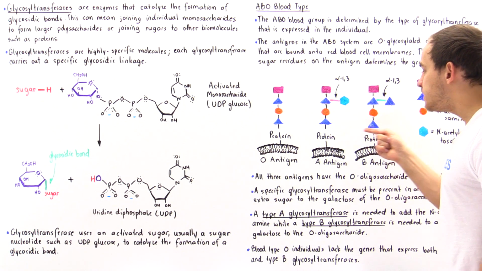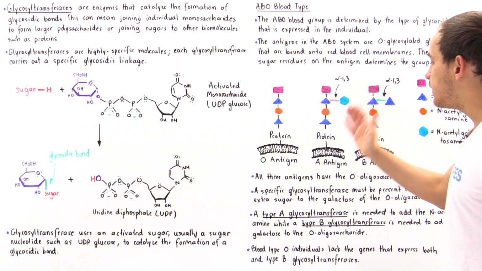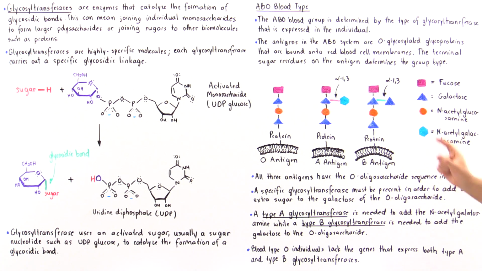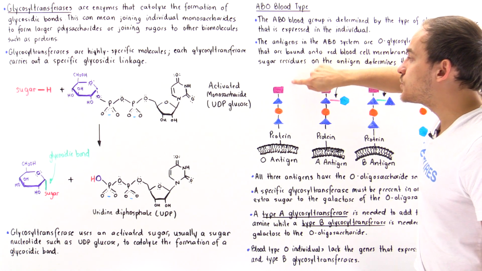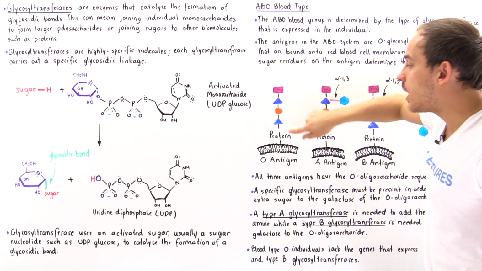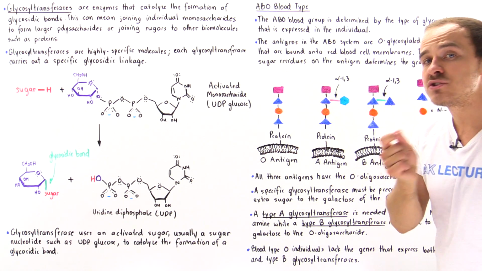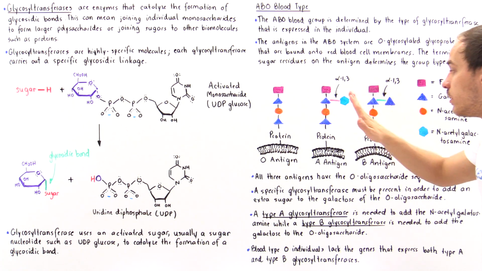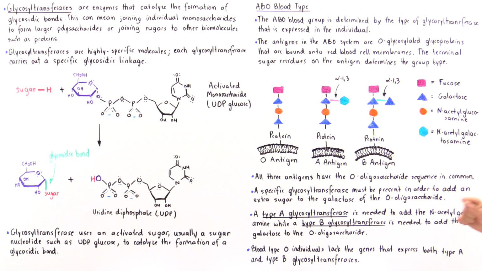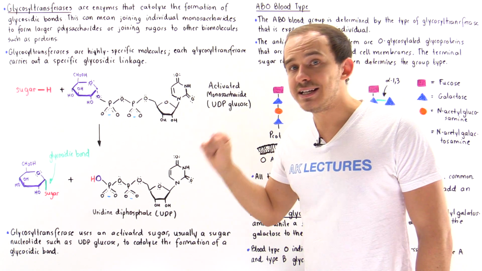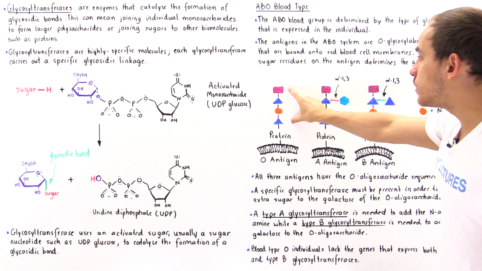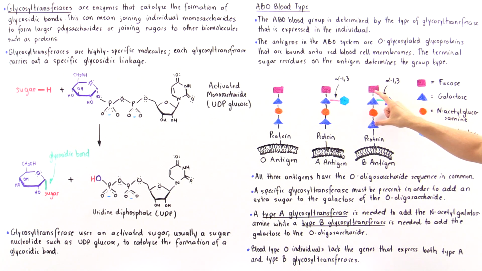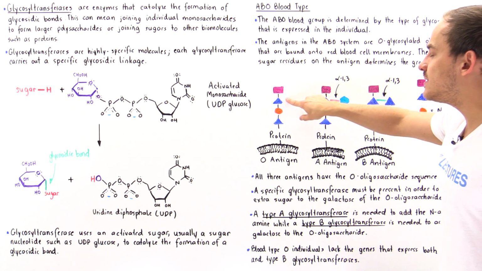And notice the protein component is exactly the same in each one of these cases. In fact, we also have these carbohydrates attached onto the protein component, and that's what makes them glycoproteins. And notice that all these three antigens have a common sequence in common. So this sequence is also found here as well as here. So what exactly is this sequence?